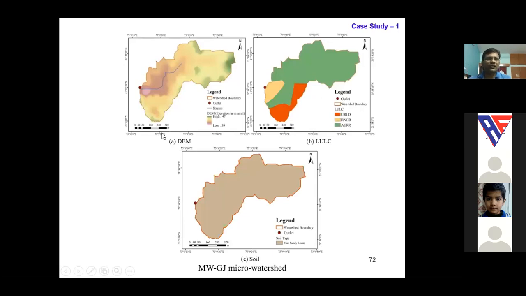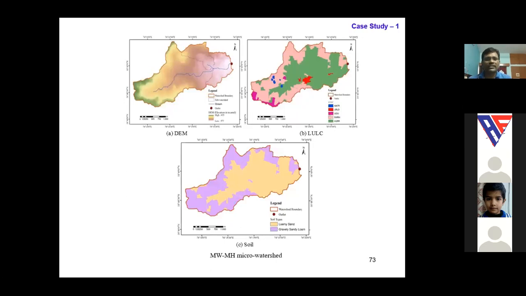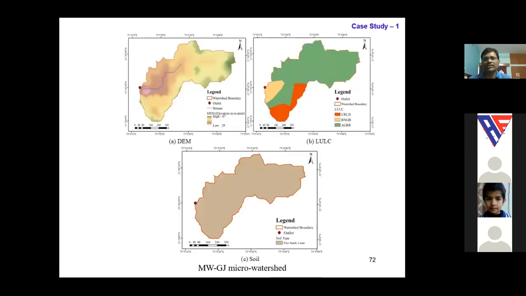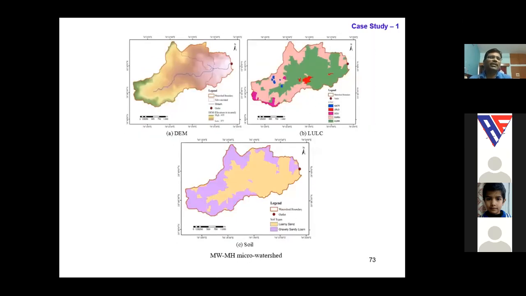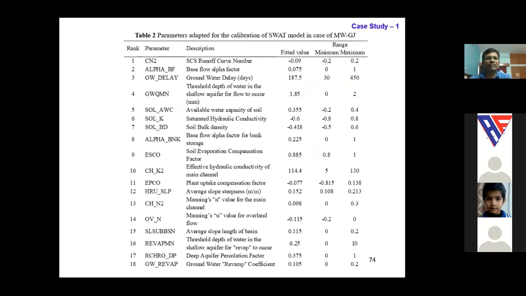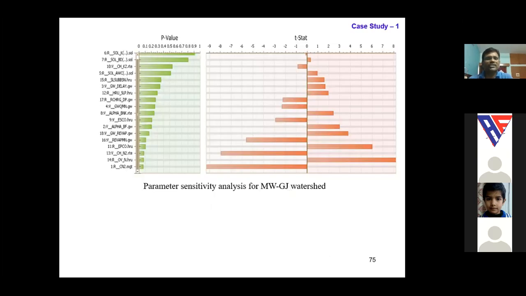These are the digital elevation model, the land use land cover map, and the soil type map, which are reclassified into SWAT formats. There are two watersheds we applied, and these are the parameters we considered for model calibration. I'm not going to show you SWAT-CUP because we don't have that much time, but this shows how we can identify the sensitive parameters.